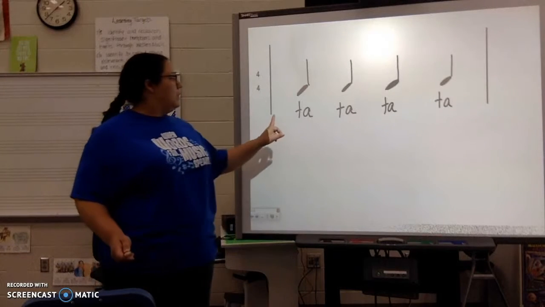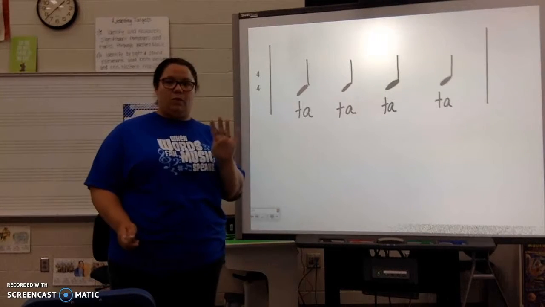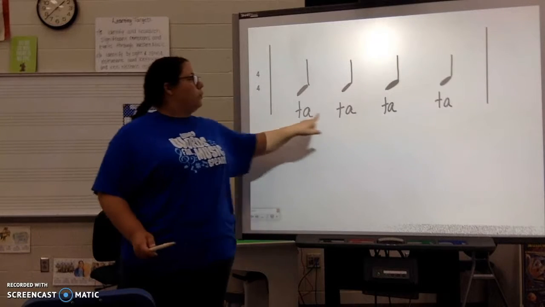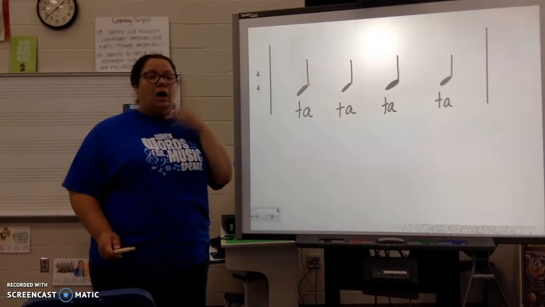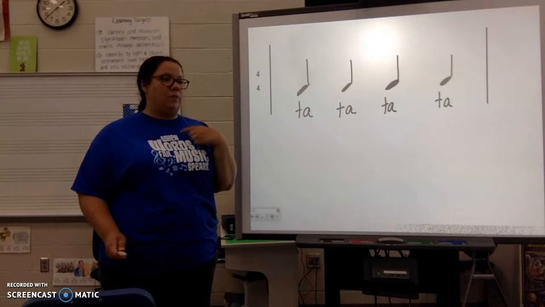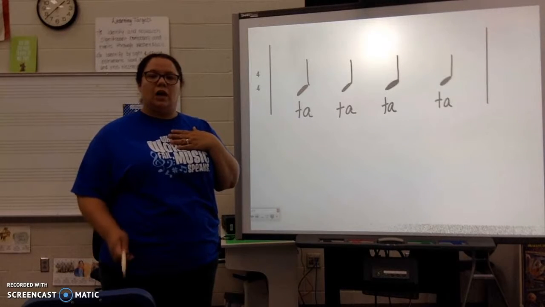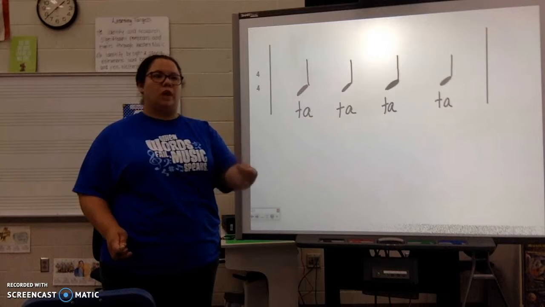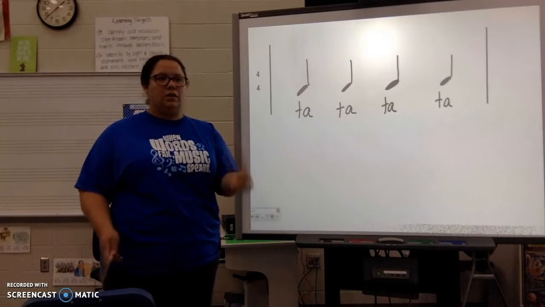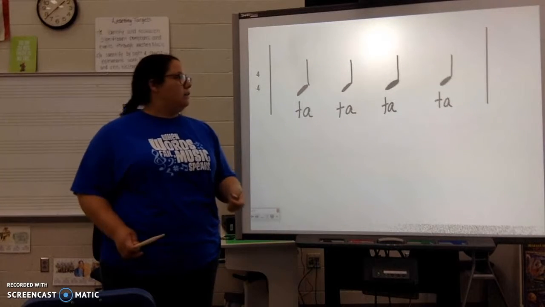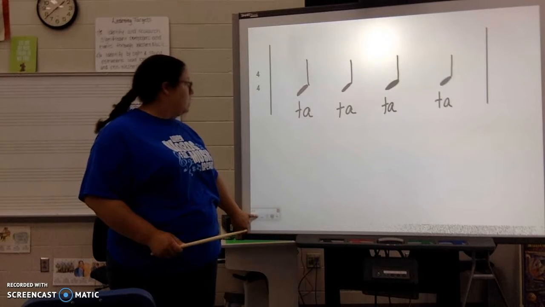And that's ta. So for 4, we want 4 quarter notes in our 4 beats with our steady beat. So let me play it first and you listen and then you'll play after me. So ta, ta, ta, ta. Your turn. Ready, go. Ta, ta, ta, ta. Very good. All right, let's move on.